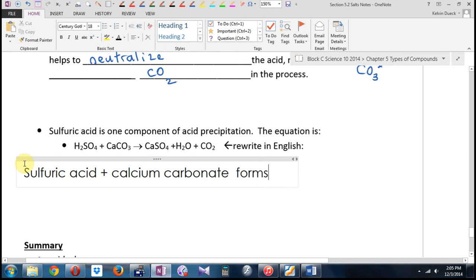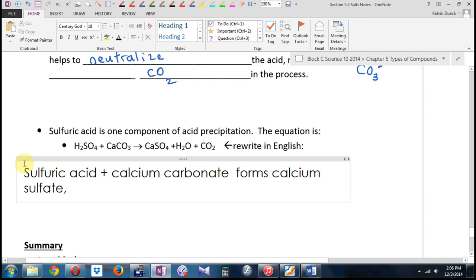Forms, combined to form CaSO4. Ionic or covalent? Calcium, metal, ionic. Multivalent? No, no Roman numerals. So it's going to be forms calcium, what the heck is SO4? Sulfate, not sulfide, not sulfite, because they all look alike to me. Which one? Sulfate. It is sulfate. I always got to be careful on those. Sulfate.